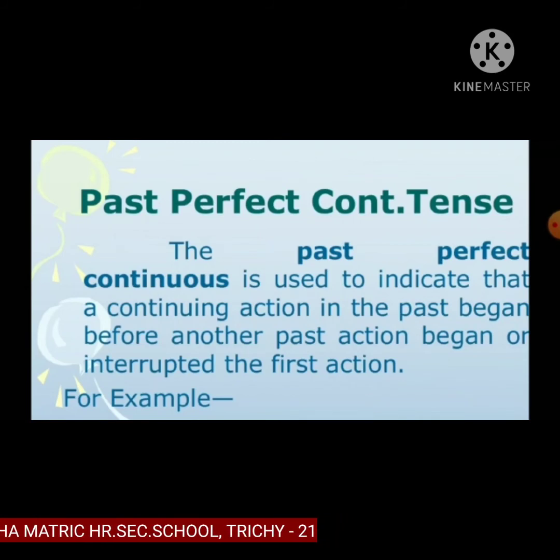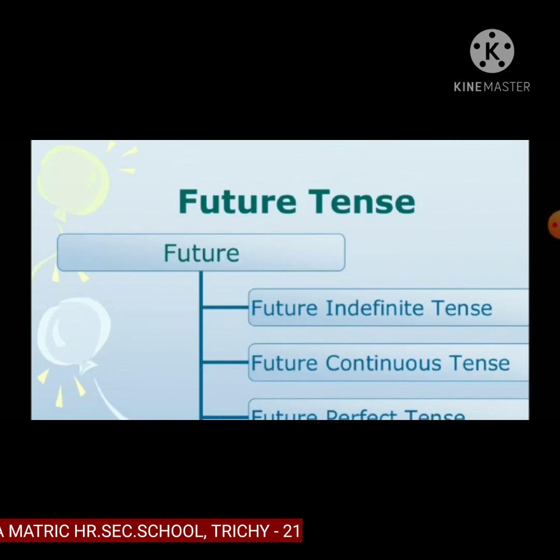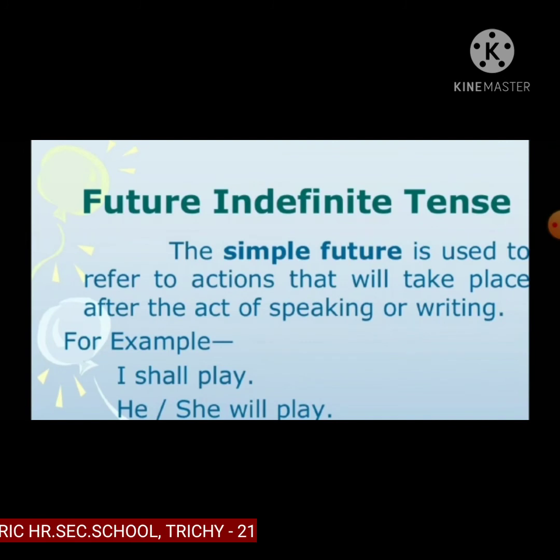Past perfect continuous. Now, future tense. What is the simple future? Future continuous, future perfect, and future perfect continuous. Simple future is used to refer to action that will take place after the act of speaking or writing. For example, I shall play, I will meet you, I will write a test, he will play, he will write a test. So that is simple future.